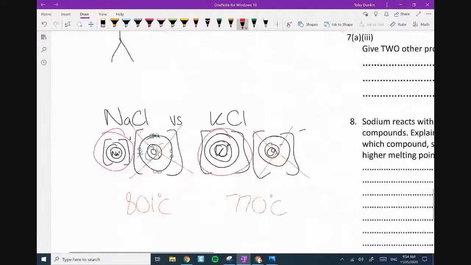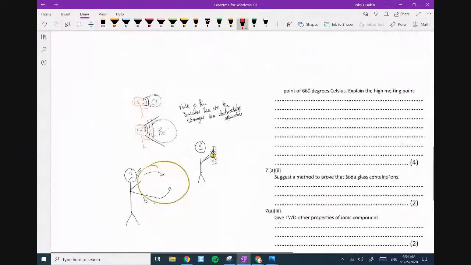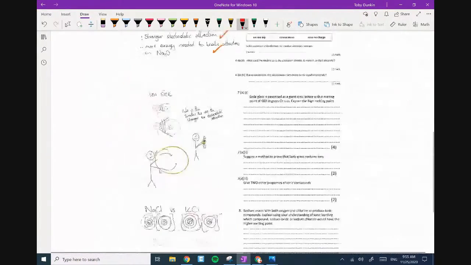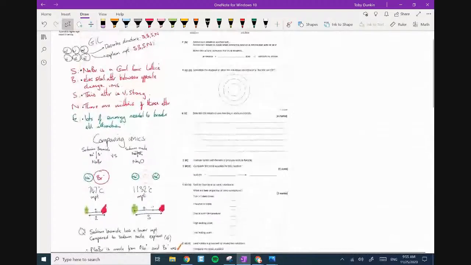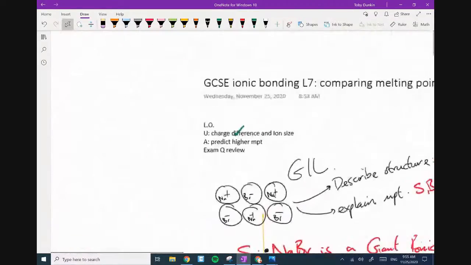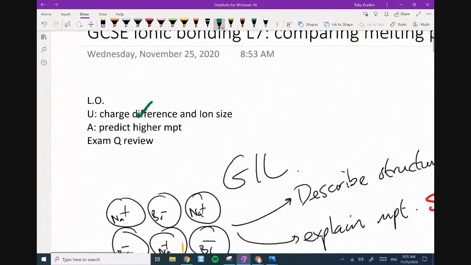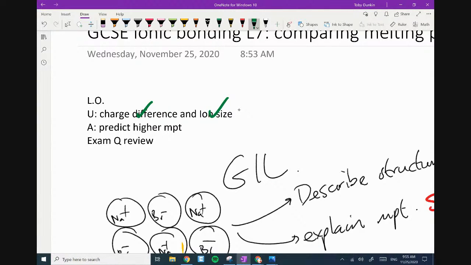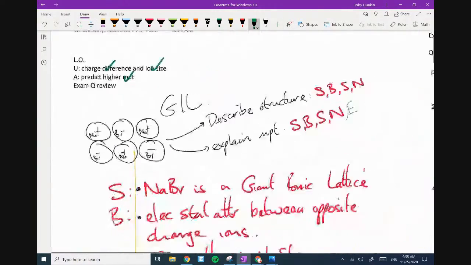So now that we've discussed that, the only bullet point fact I want is that the rule is the smaller the ion, the stronger the attraction. Yeah? So now that we're done, we have done ion size. We have predicted melting points. All we now need to do is do an exam review.